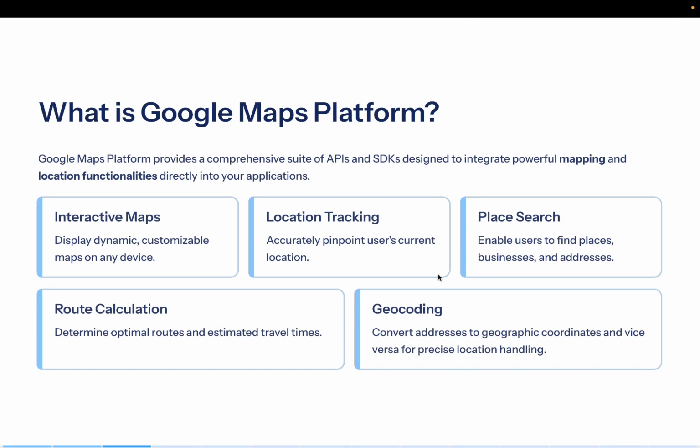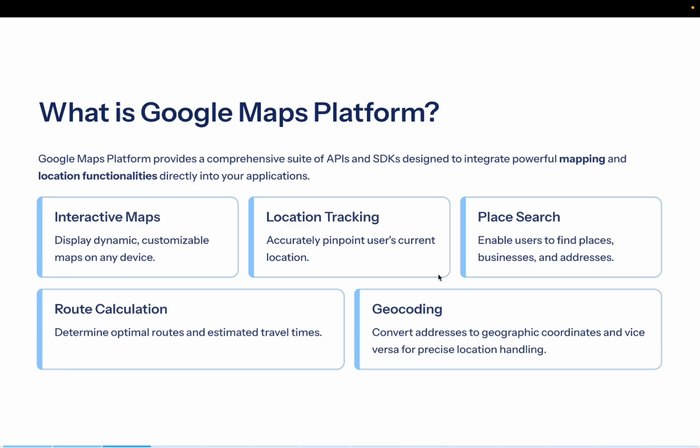Let's move into what is Google Map platform. Google Map platform provides APIs and SDKs which help to integrate powerful mapping and location functionality directly into our applications. Before moving to another topic, first let me talk about what is SDK and API. An SDK is a set of tools and libraries. When it comes to an API, an API is a specific URL. By providing the request, we will get some response.